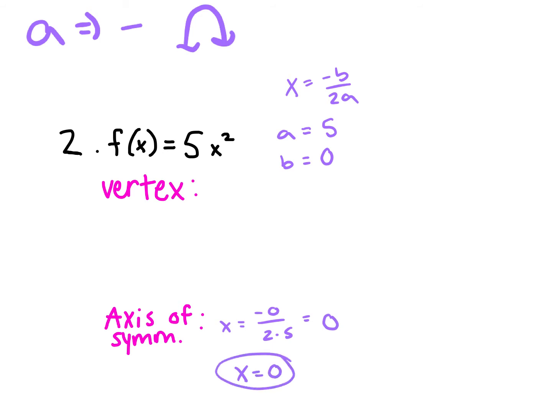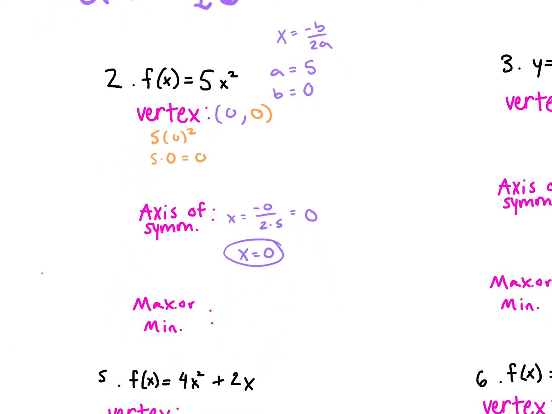So what does that make the first number in my vertex? 0. How do I find the second number? Plug in 0. So I have 5 times 0 squared. What's 0 squared? 0. And 5 times 0? 0. So my second number in my vertex is 0. So my vertex is 0, 0.